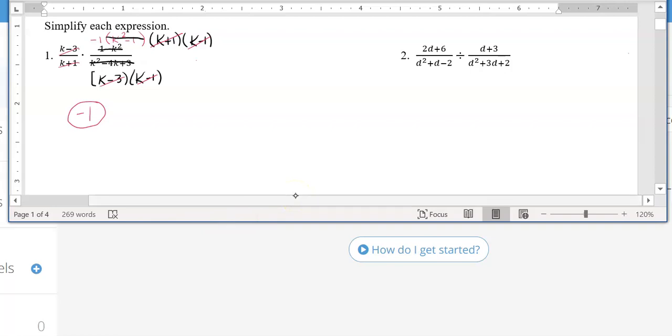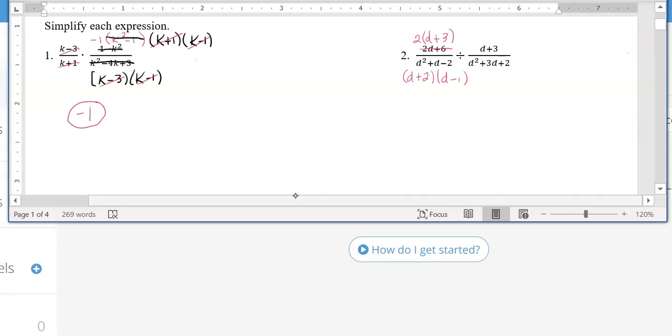All right, this is a division problem, so ultimately I'm going to be flipping this second fraction over and it's going to turn into multiplication. So it's still true that I need to factor everything that is factorable. So this numerator would factor out using 2 as a GCF, 2 times d plus 3. Below that, I could factor using the factors of -2 that add up to +1. That would be d plus 2 times d minus 1.